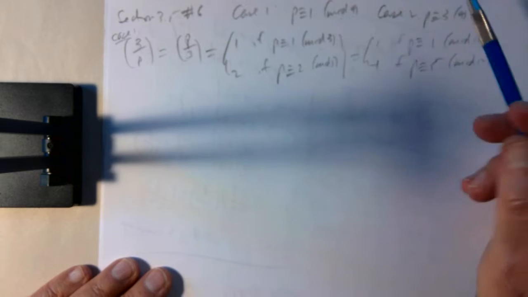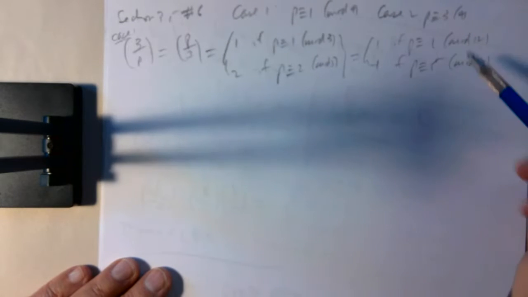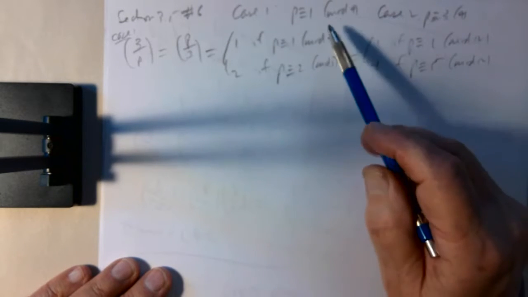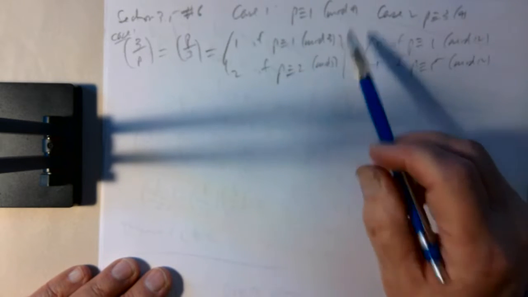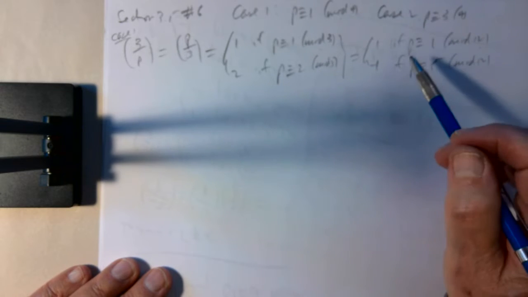And this is actually, we're using here the Chinese remainder theorem. Because, for example, if P is congruent to 1 mod 4 and 2 mod 3, that's the same as P is congruent to 5 mod 12.